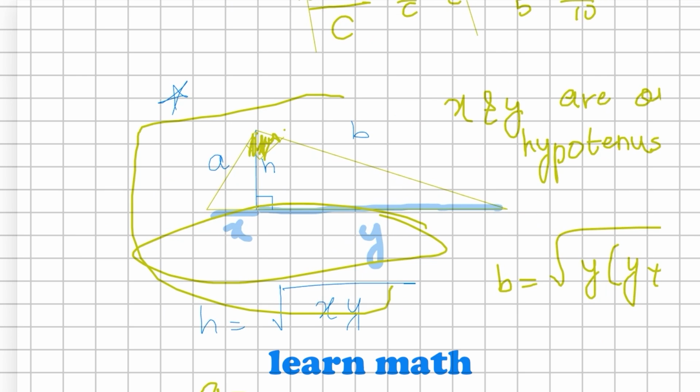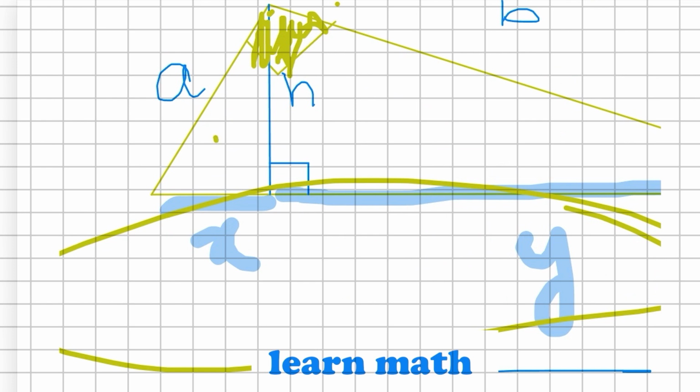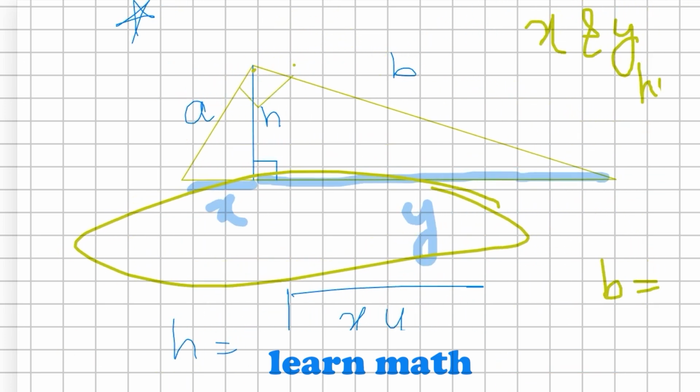Can you compare these two triangles? How many triangles do you see here? Three. Are they similar? First compare the left one and the right one. The thing is, they are similar. How?